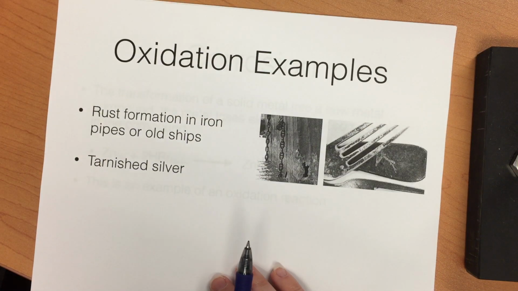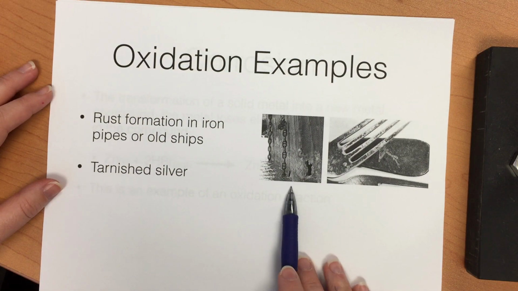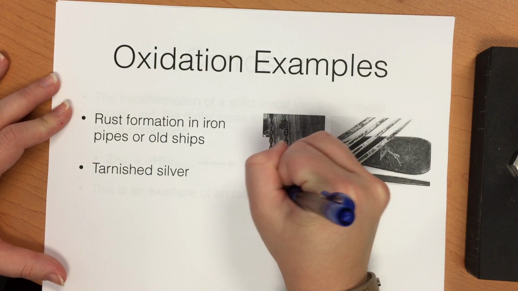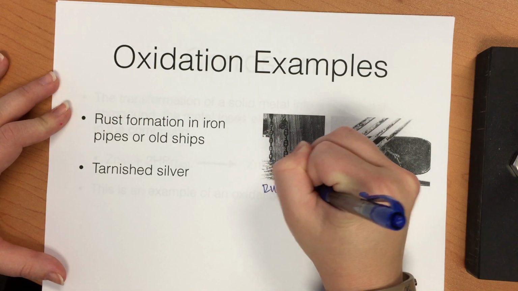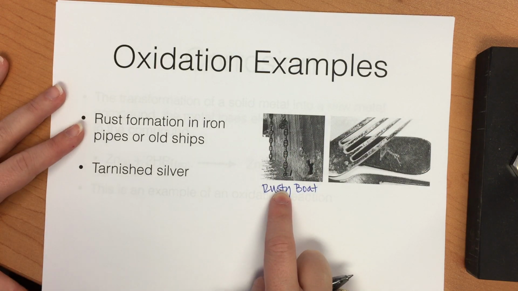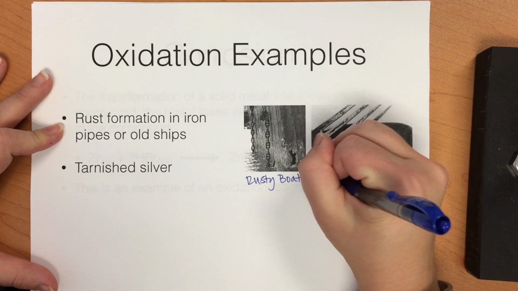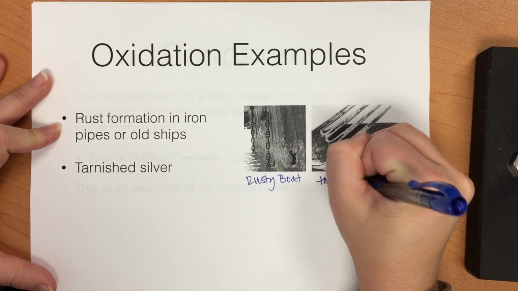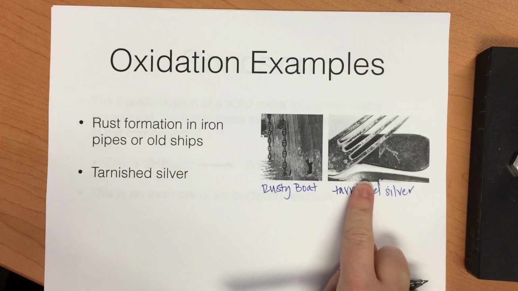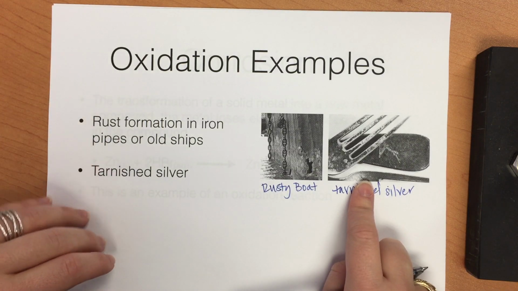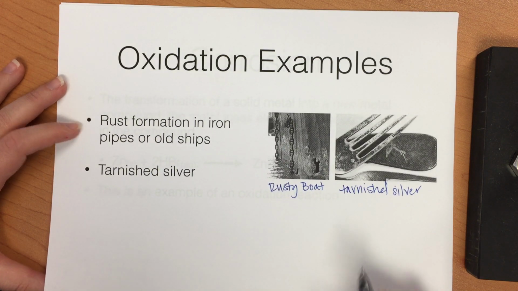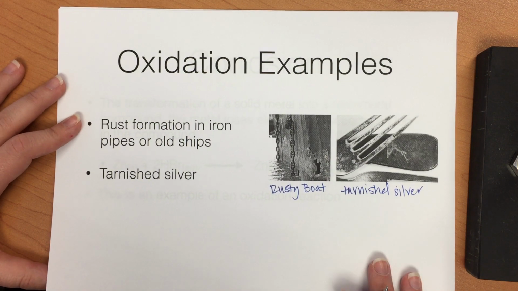So what are some examples that we're pretty familiar with? Well, this is in black and white. This is a rusty boat. In this case, we can see that there's iron corrosion. This is tarnished silver, and in this case we're creating silver oxides. Another common example is Lady Liberty, where copper oxidation is what gives her a green look.